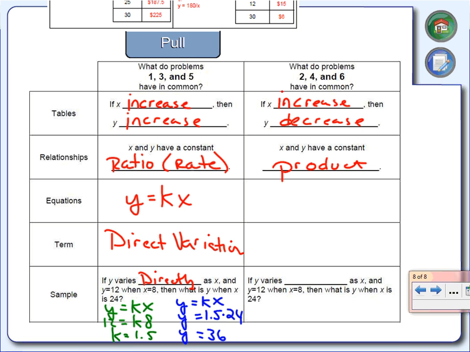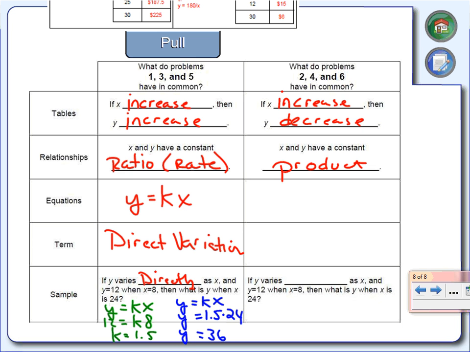Same thing for number 6. Notice what happens when you multiply the two numbers on number 6. 8 times 22.5 ends up being 180. When you multiply 12 times 15, you get 180, and so on and so on.